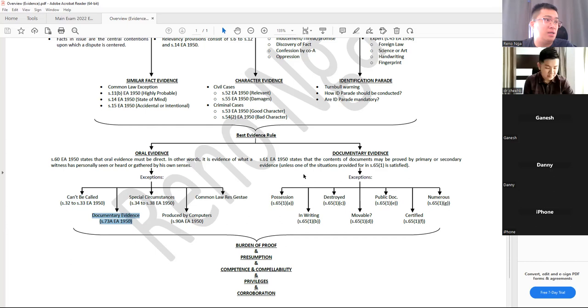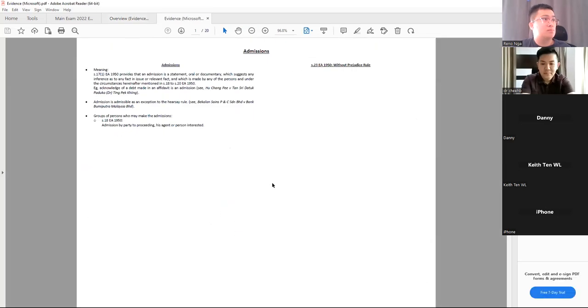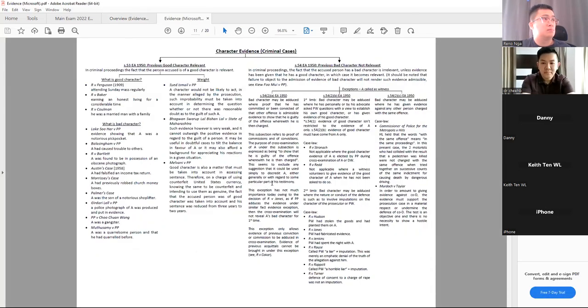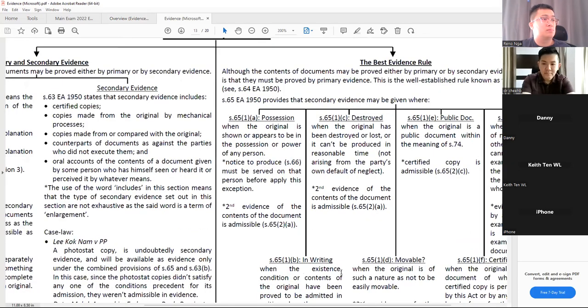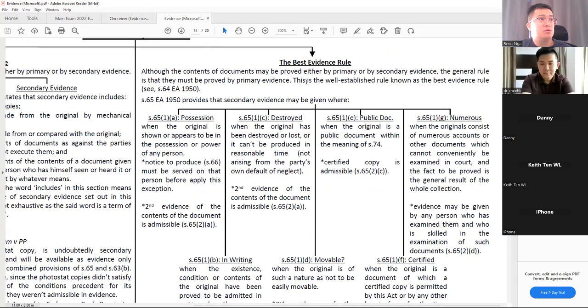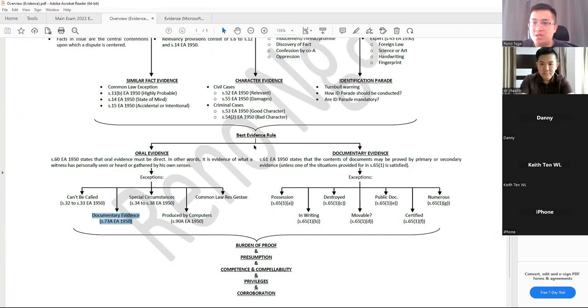I think you can find the sections in 63, if I'm not mistaken. Let me see. Okay. So pursuant to section 64 Evidence Act, we are required to use primary evidence, or in layman terms, original. And then unless you can show all the exceptions under section 65, then you can use the secondary evidence, which is photocopy or CTC copy, whatsoever.